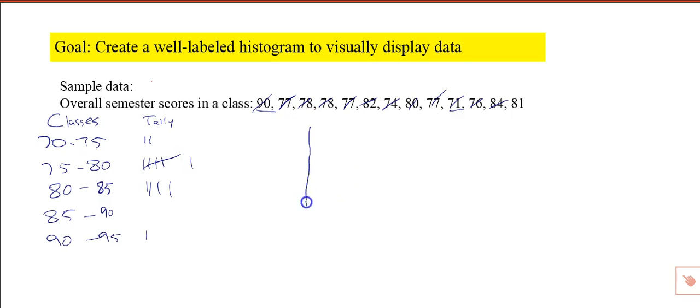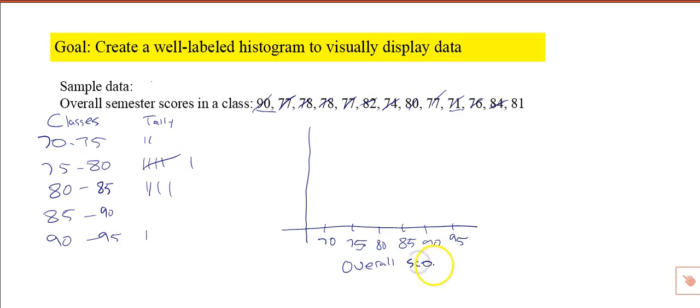The last step is to turn this into a bar chart. I'm going to label my x-axis with the boundaries that I just created: 70, 75, 80, 85, 90, 95, and so on. And I'm going to call this overall score. That's based on the label for the data that was given to me. You always want to label an axis. And this axis is going to be how many were in each category. You can call it tally or you can call it count. I'm going to call this count. And this is just 1, 2, 3, 4, and so on.